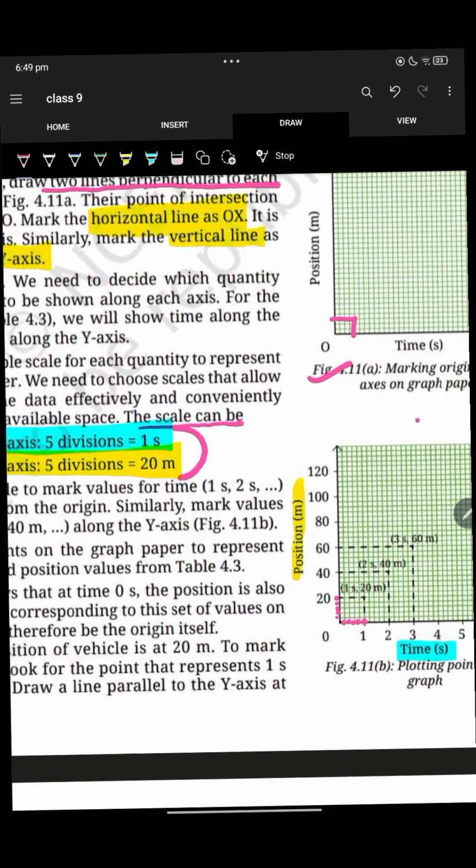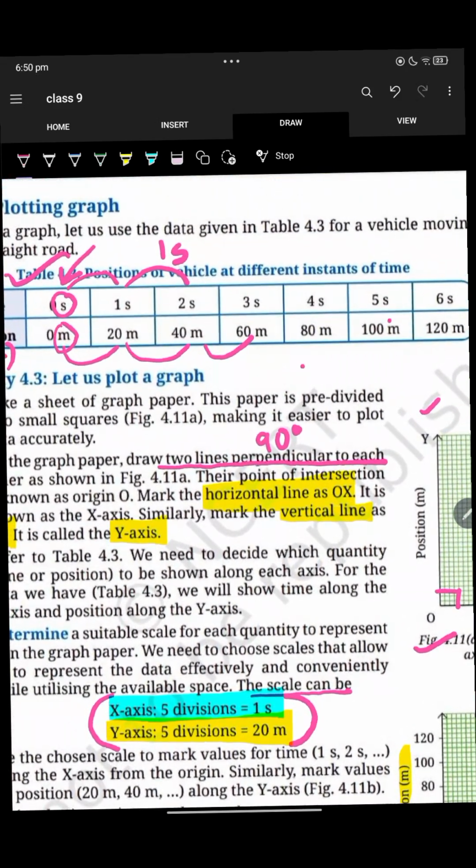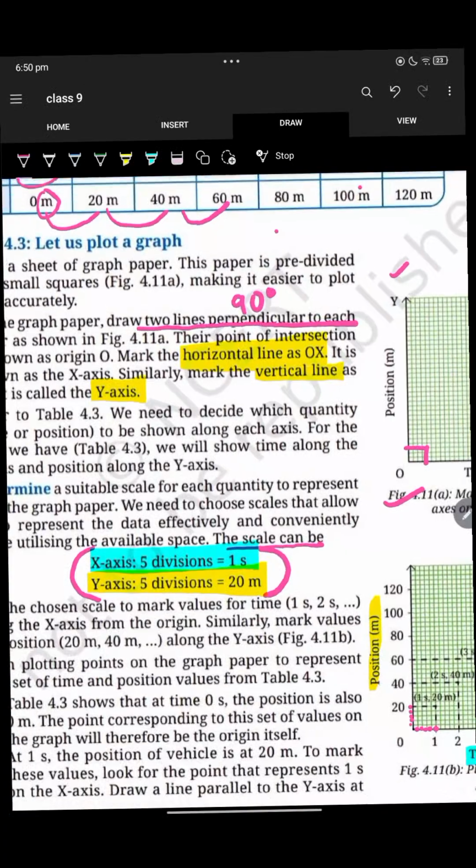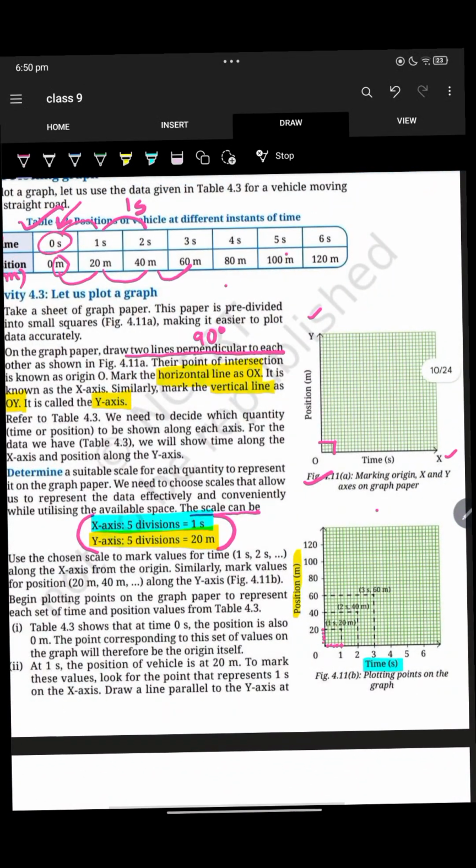Now you will see the data. Okay. The data says when it is 0 second, the distance covered is also 0. So when it is 0 second, the distance covered is 0, for which the plot starts from origin. This is the point which gives 0, 0. We know it shows x, y, any point. Okay. So that will give 0, 0. That is the origin.